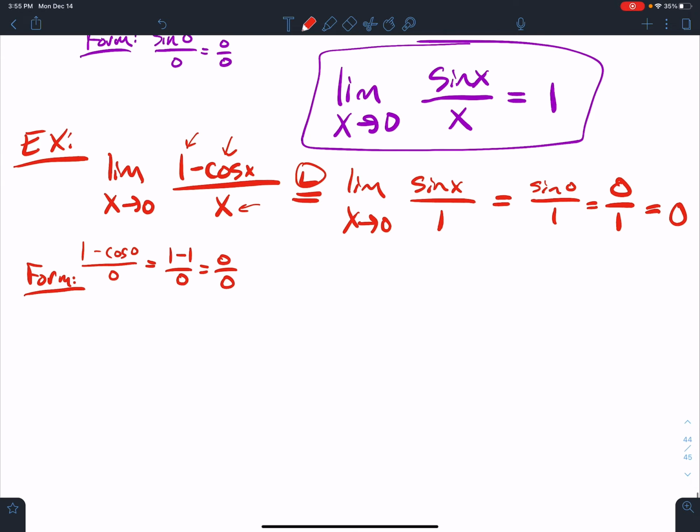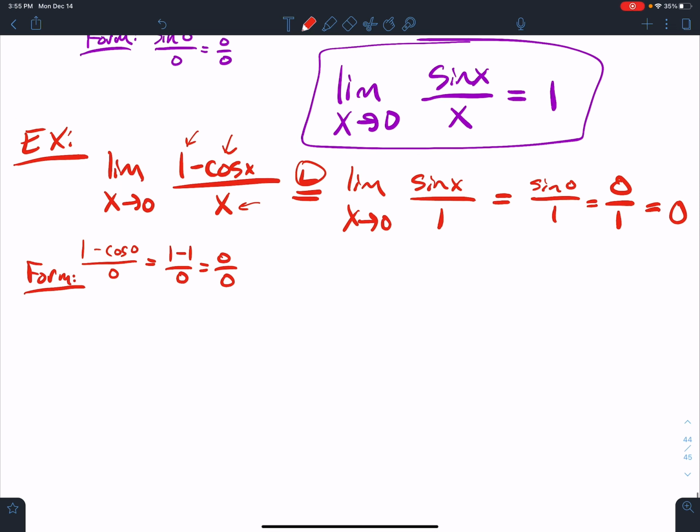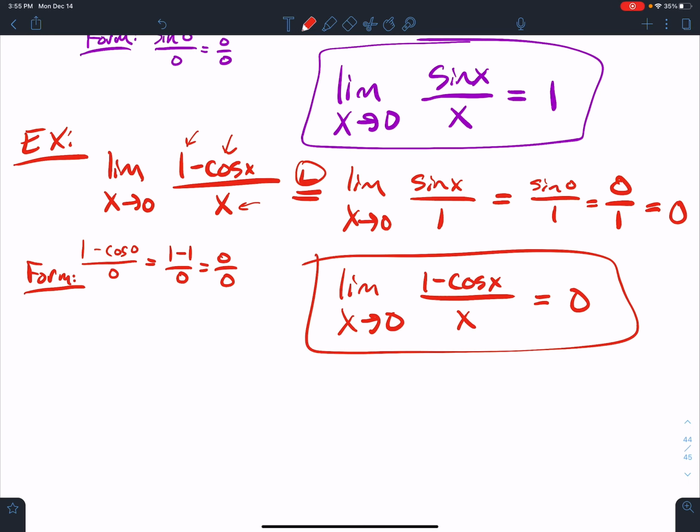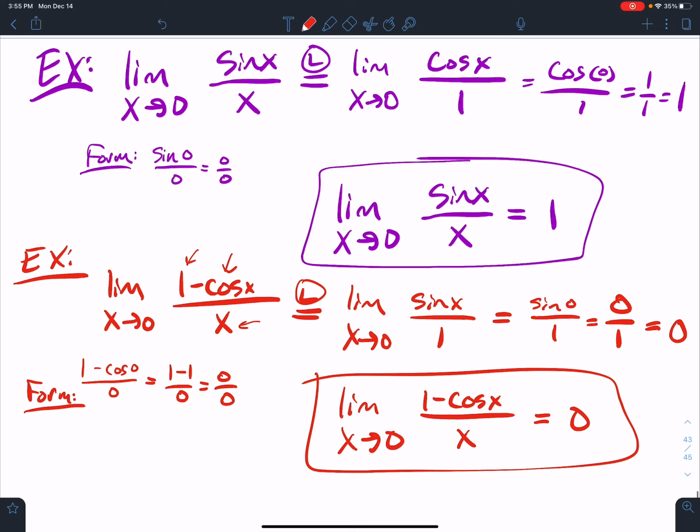Don't believe me? Put it in your calculator. So what does this tell me? It tells me that the identity we had in Cal 1, the limit as x goes to 0 of 1 minus cosine x over x, is equal to 0. Now you don't have to memorize those anymore. You can use L'Hopital's rule to get your answer.